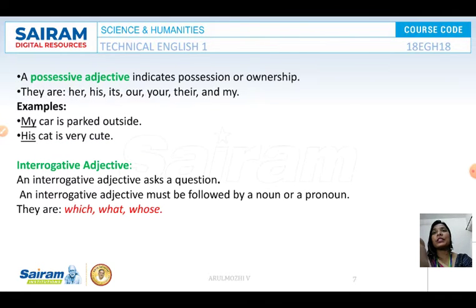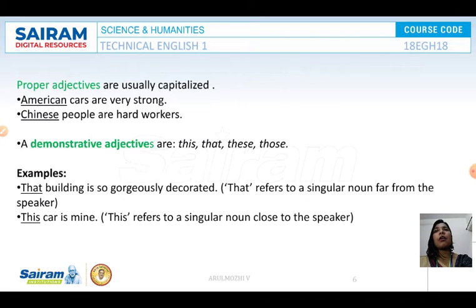Now let's move on to the next one, that is possessive adjective. What is possessive adjective? Possessive adjective indicates the ownership.